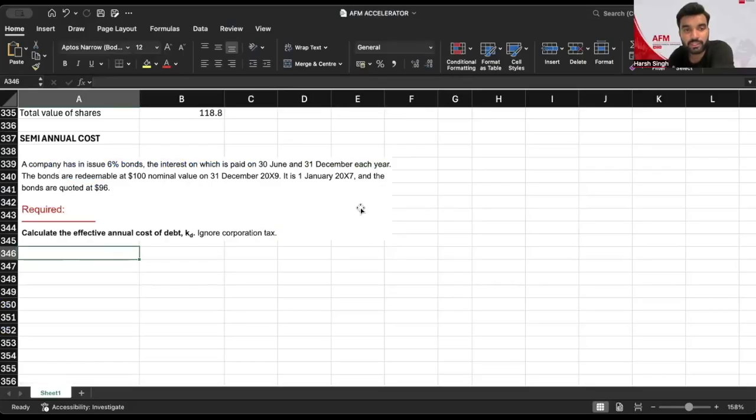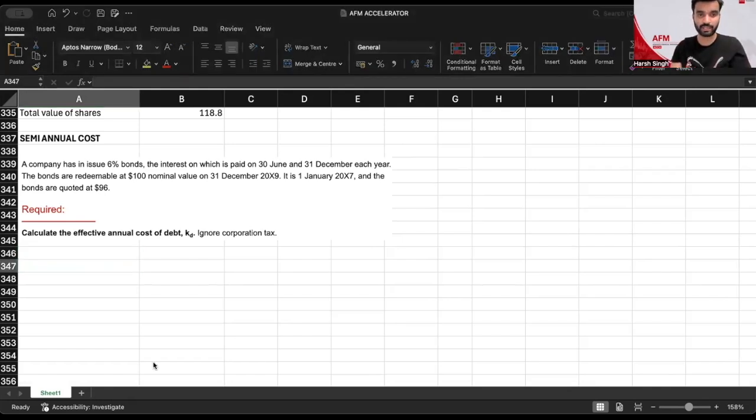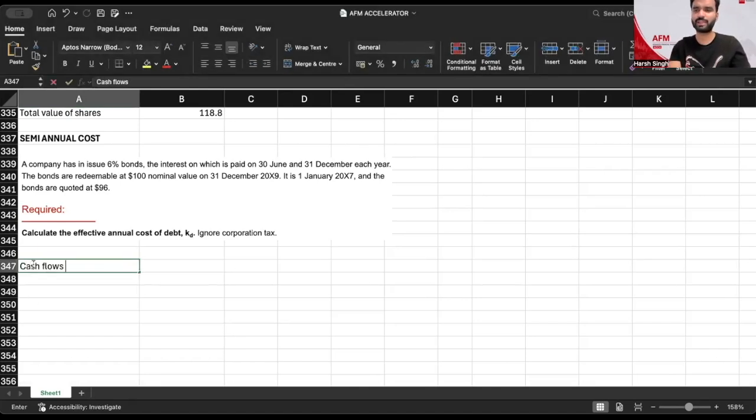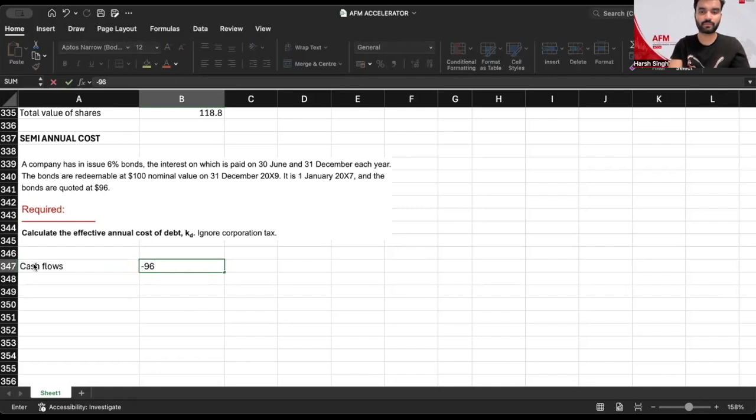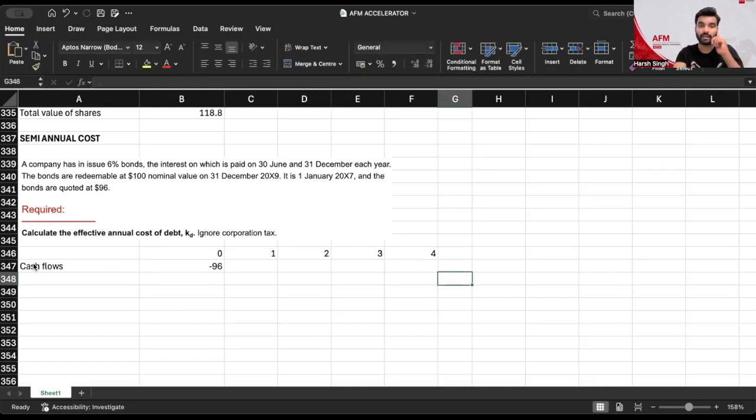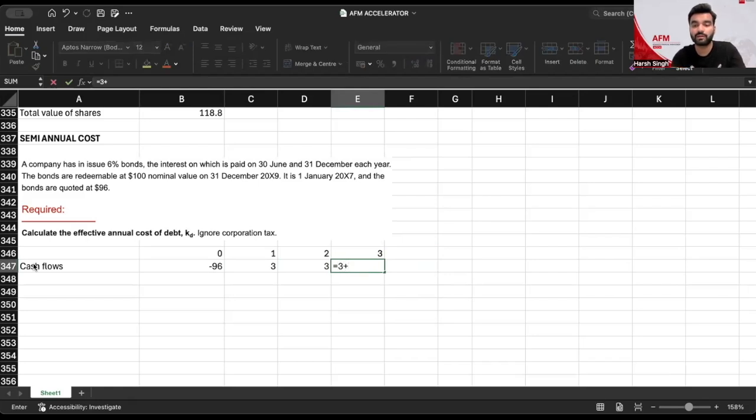Okay. So we have this question, 6% bond. Again, solve for NPV, everyone. Current value is given as 96. For this question, I'll directly solve it. I'll just put down cash flow, then I'll write down minus 96, 0, 0. It is 31st December 20x9, so 3 years. Then year 1 to year 3 will have the interest. Now at the end of year 3 we'll have interest plus nominal value.